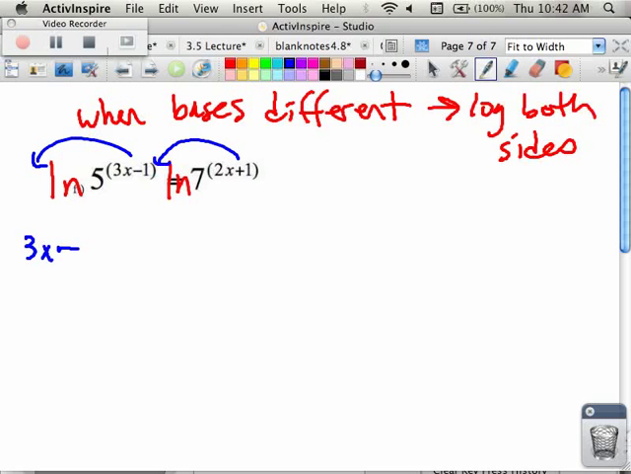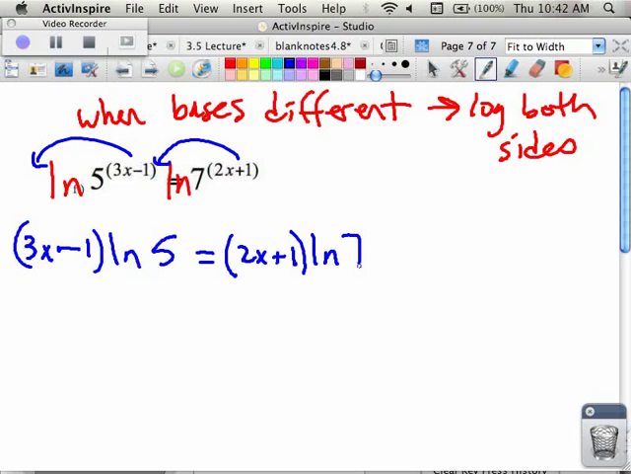3x minus 1 log. What's happening between the 3x minus 1 and the log? Multiplication. Very good. Multiplication. Log 5 equals, parentheses, 2x plus 1, parentheses, log 7.